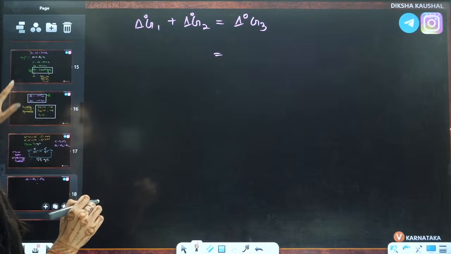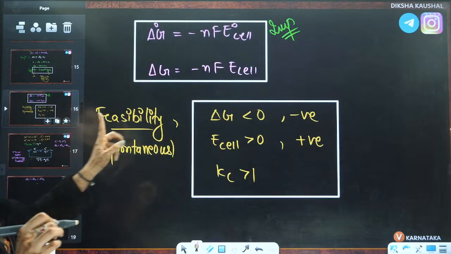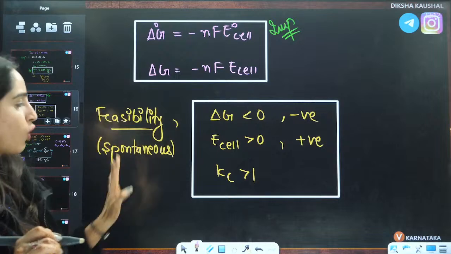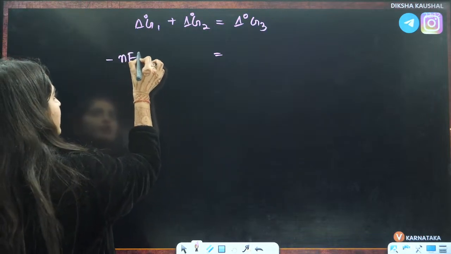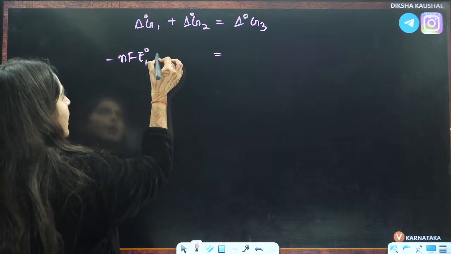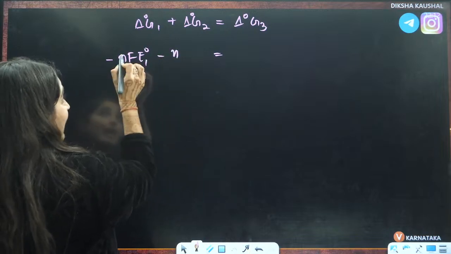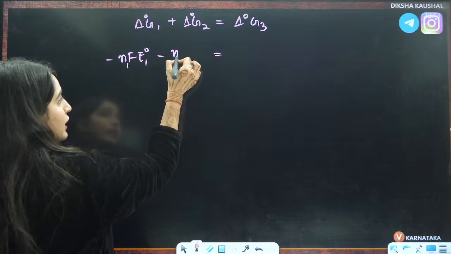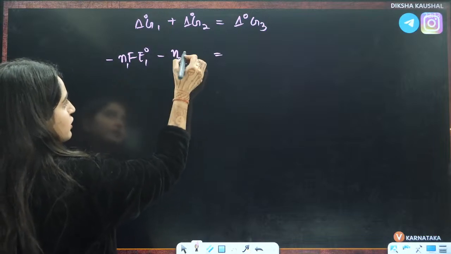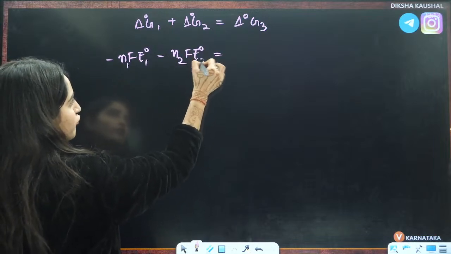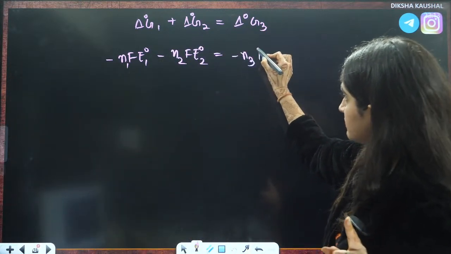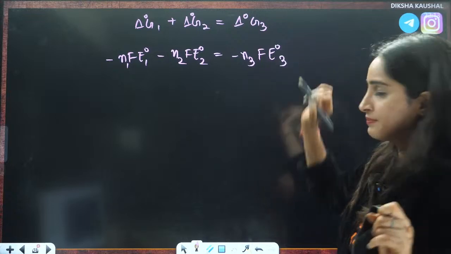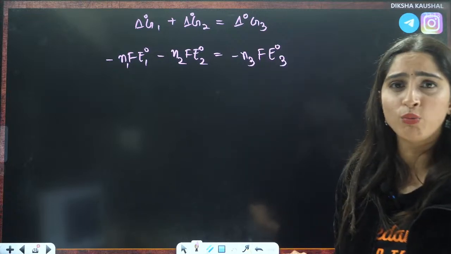What is delta G and E naught? The value is minus nF E naught cell, right? So we just need to apply it here. Minus n1 F E naught of 1, here n is 1, and here it is n2 F E naught of 2, and here it is minus n3 F E naught of 3. I just applied the formula here.